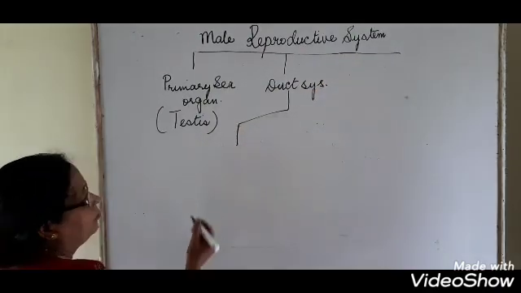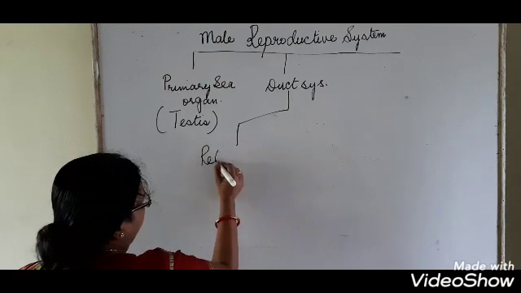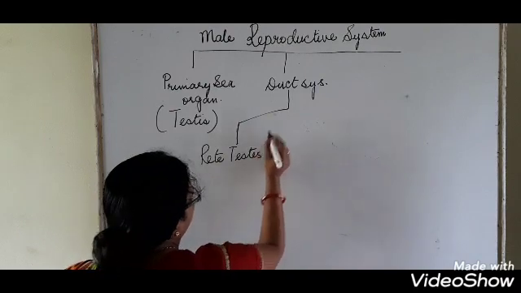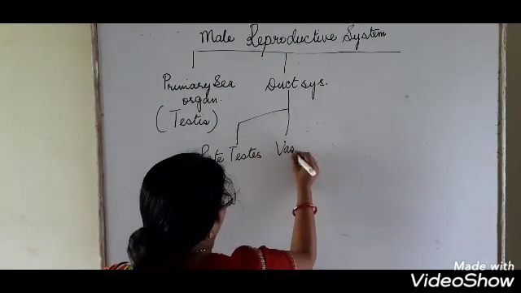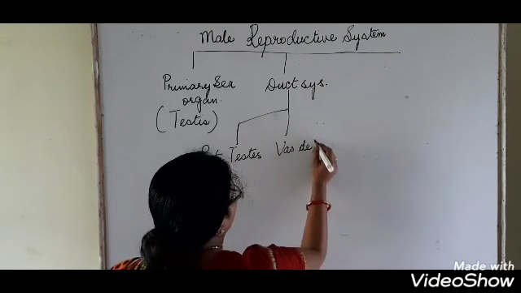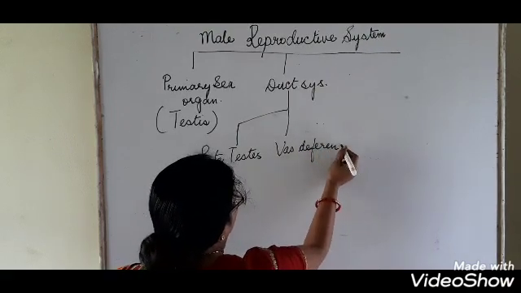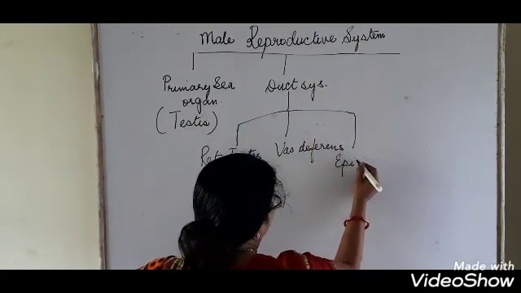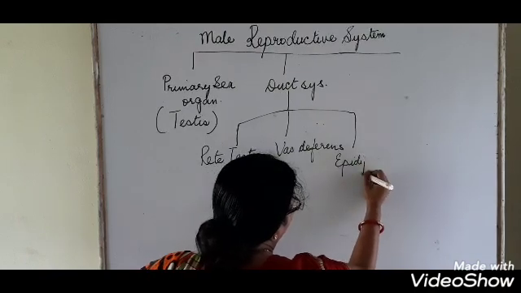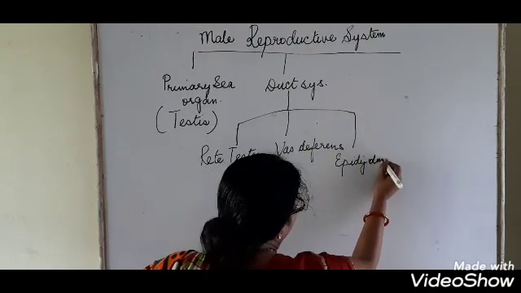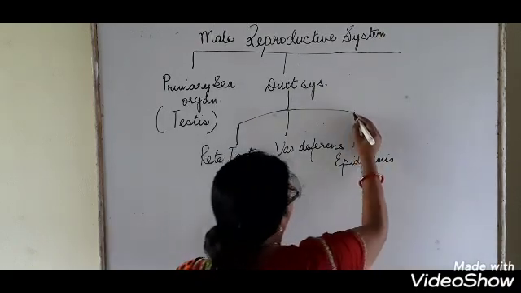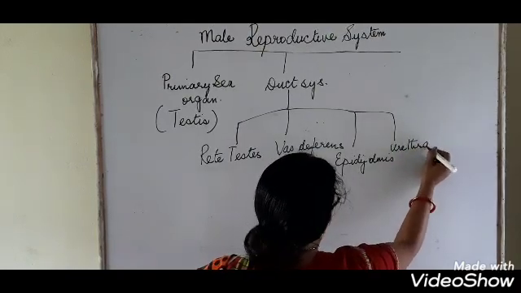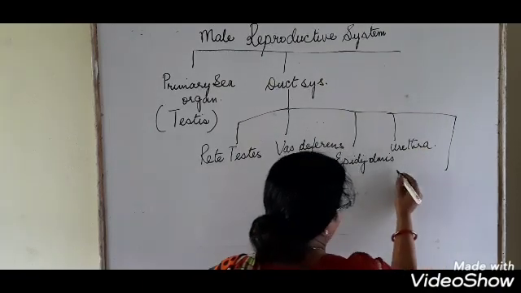The duct system comprises the rete testis, the vas deferens, the epididymis, and the urethra. Then there are the accessory glands.